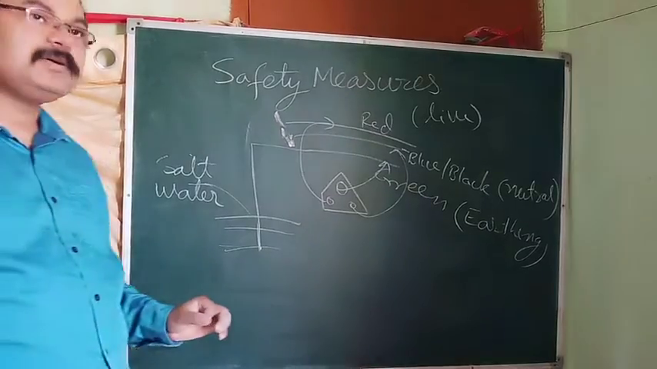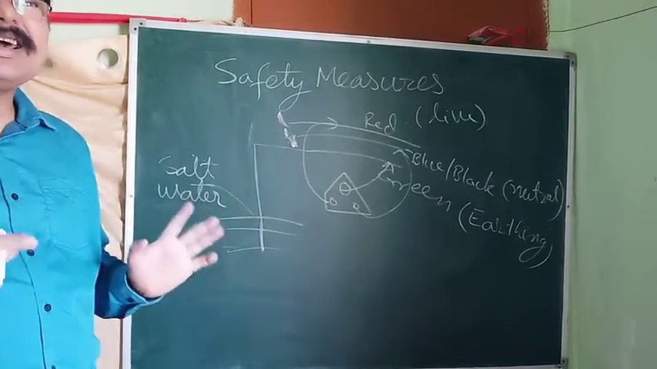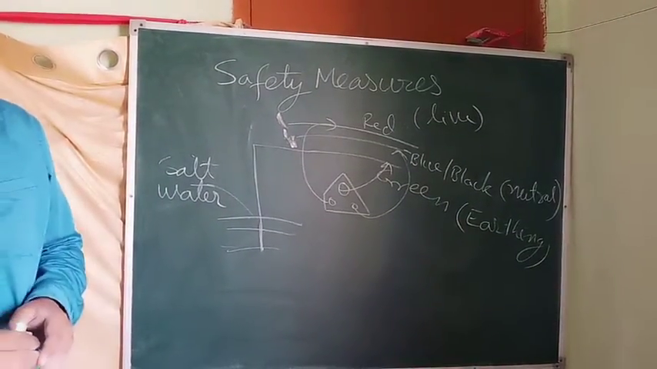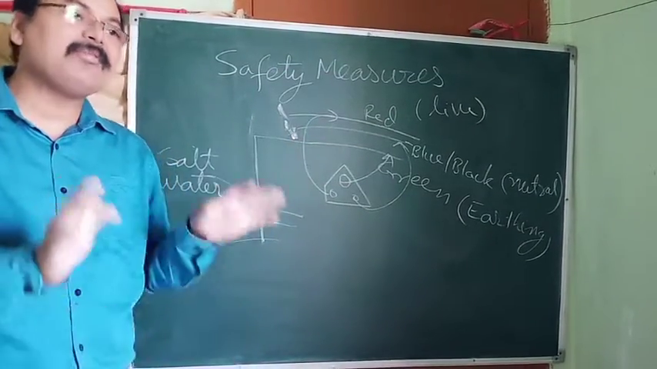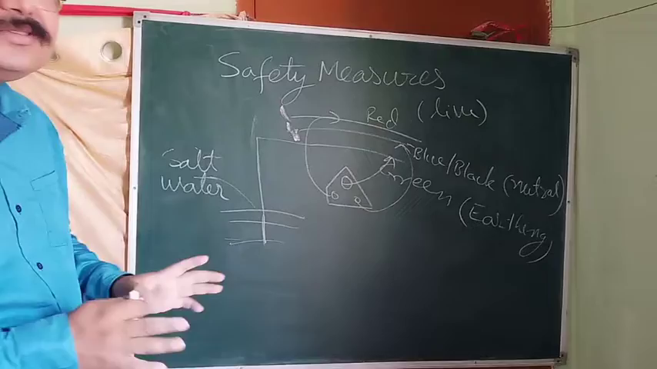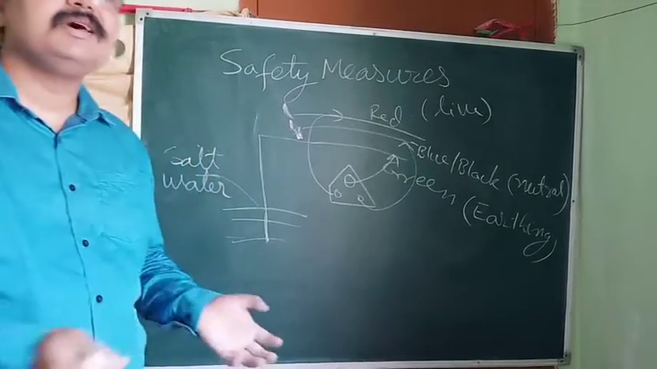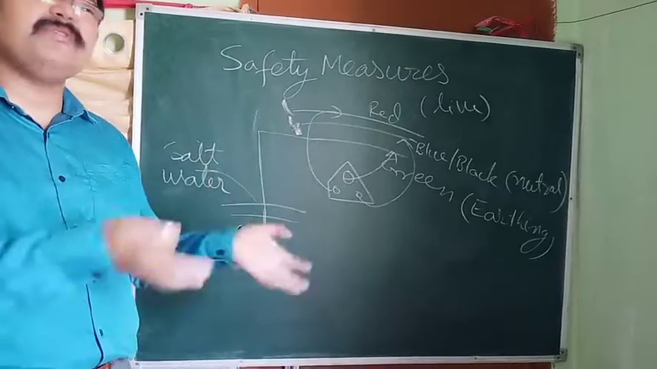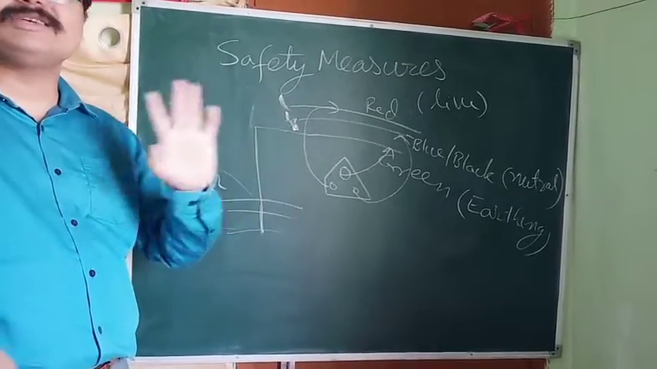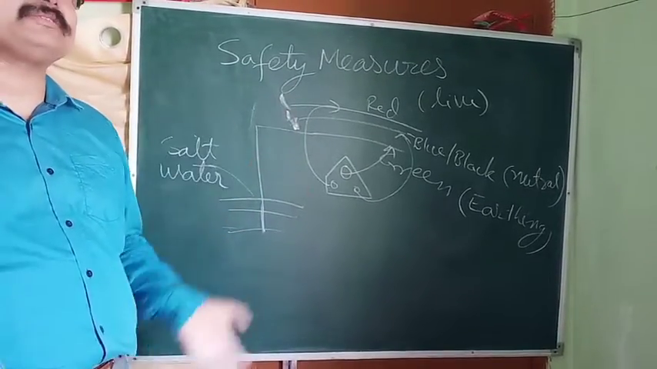See, my dear children, all the current goes to the earth. Whatever current is being used, it goes to the earth, and the potential of the earth is zero. That means it is the sink of charge. Sink of charge means whatever charge you give it, its potential will not change because it has very high capacity.